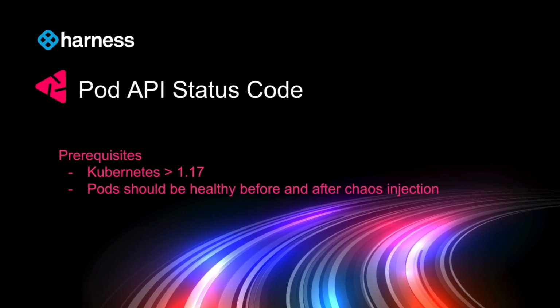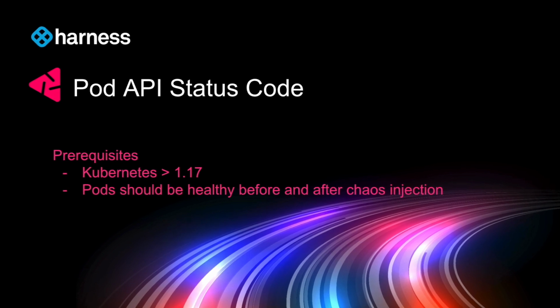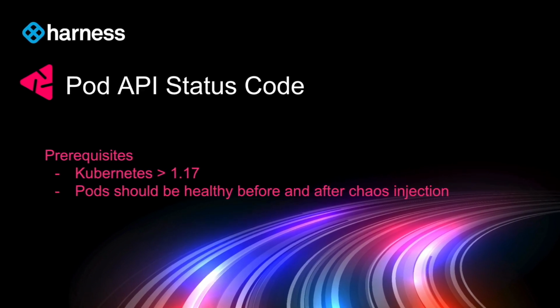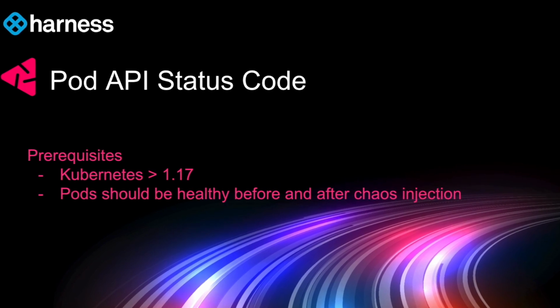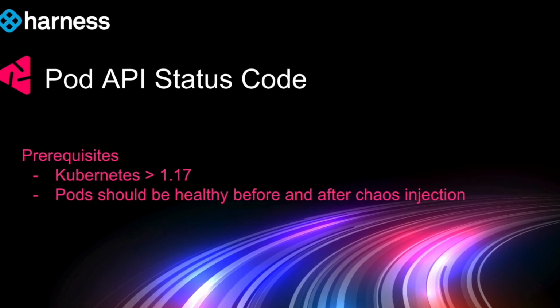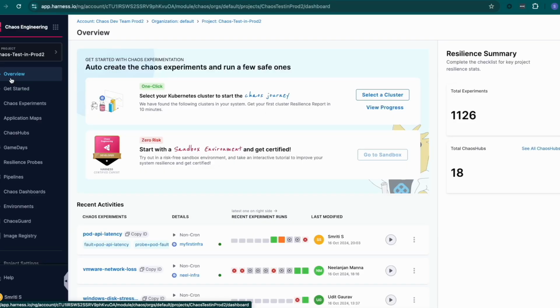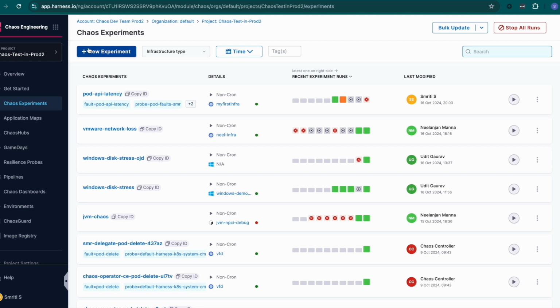Ensure that you have the prerequisites fulfilled and you have the appropriate permissions to create, edit, and execute a chaos experiment. You can contact your project admin or project settings for the appropriate roles or permissions. Log into your Harness account or sign up and navigate to the Chaos Engineering module. Click on Chaos Experiments and create a new experiment.